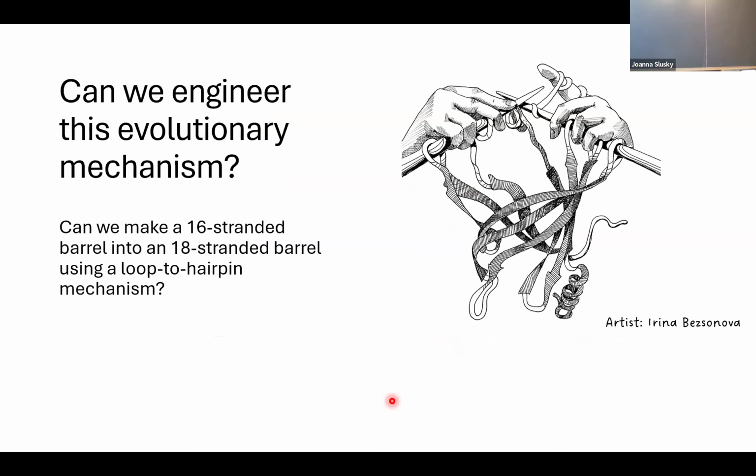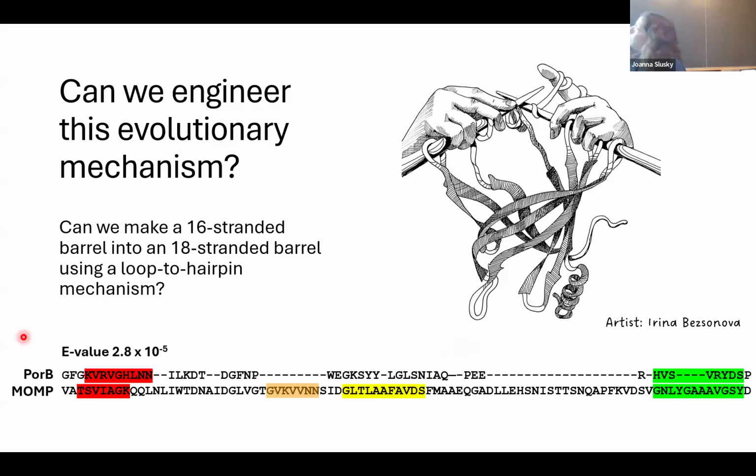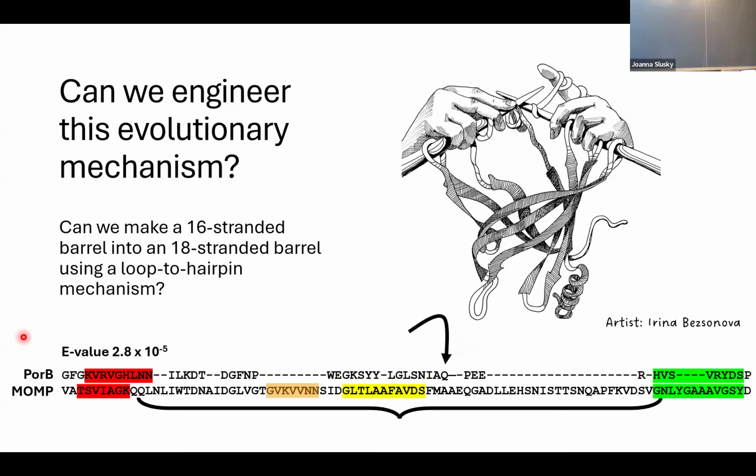And we did this in a fairly simplistic way, where we took one of these alignments. Again, this was an e-value of 10 to the minus 5, and this was PorB from Neisseria gonorrhoeae along with the major outer-membrane protein of C. jejuni. And we took this part and we just inserted it here.